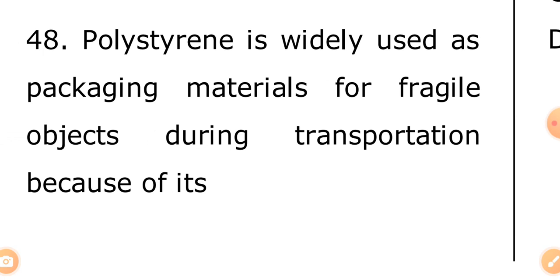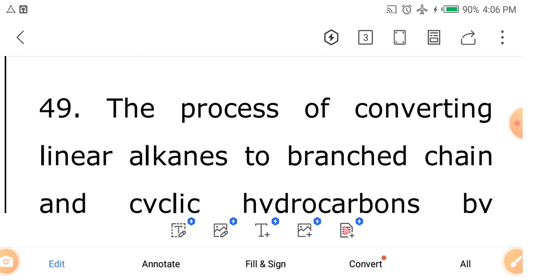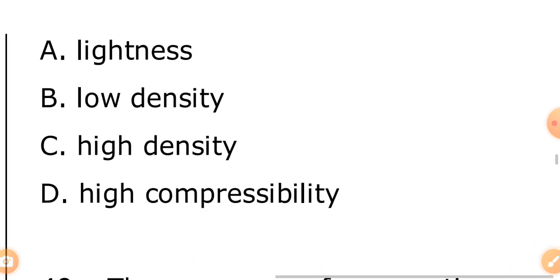Polystyrene is widely used as packaging material for fragile objects during transportation because of dash. Because of its dash. Let's look at the question again. I'm asking question 48. Polystyrene is widely used as packaging material for fragile objects during transportation because of its dash. What are the options? The options are A, lightness. B, low density. C, high density. D, high compressibility. The answer is B, low density, because of its low density.